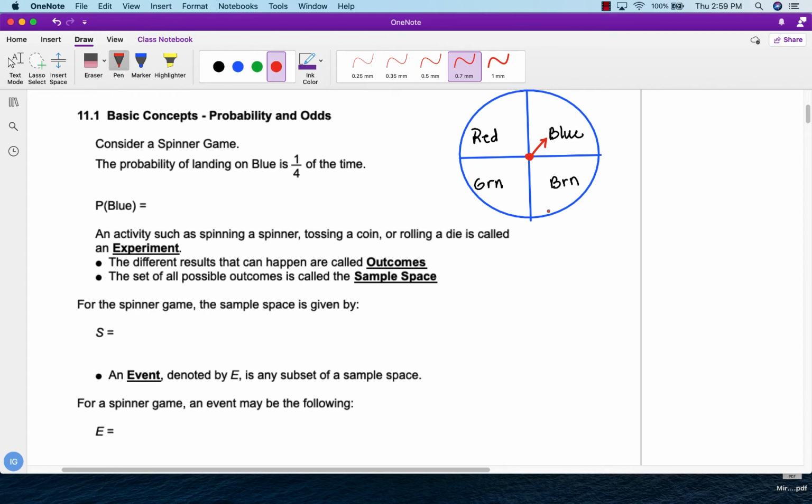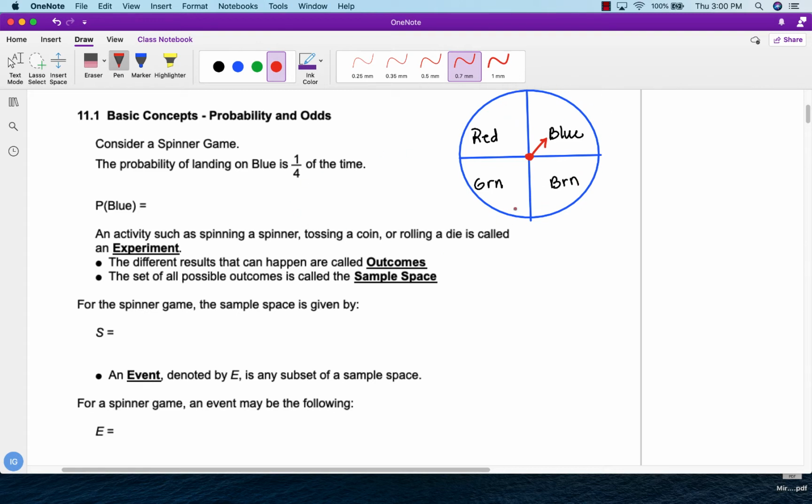So we're going to start with the spinner game. I try to draw a picture of it. I put a circle, and then we have 4 different colors: blue, brown, green, red. And it says the probability of landing on blue is 1/4 of the time. So what does that mean?